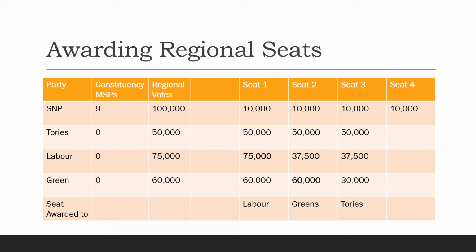What that means is that seat 1 is going to go Labour, because Labour have got 75,000 votes left after the division, but the SNP only have 10,000, the Tories only 50,000, and the Greens only 60,000. Labour have the most, so Labour get the MSP.